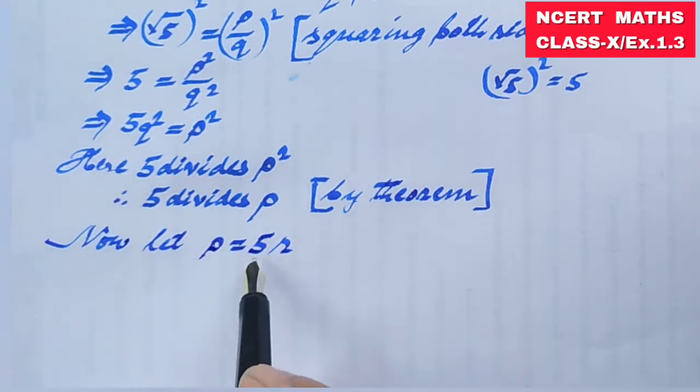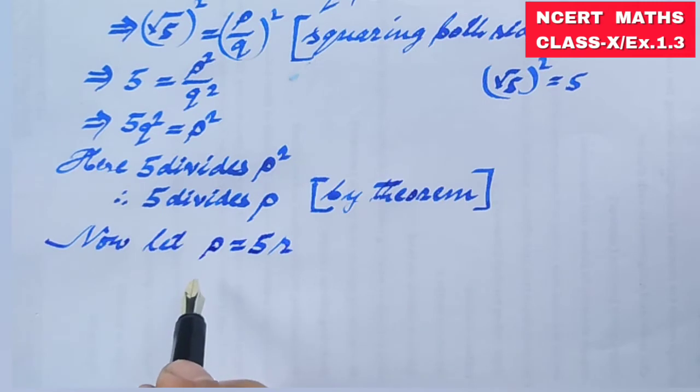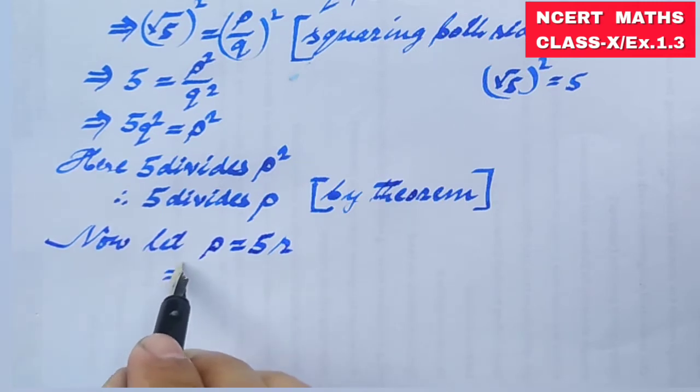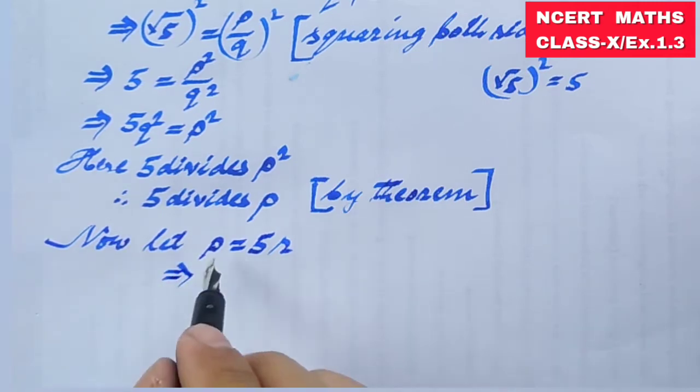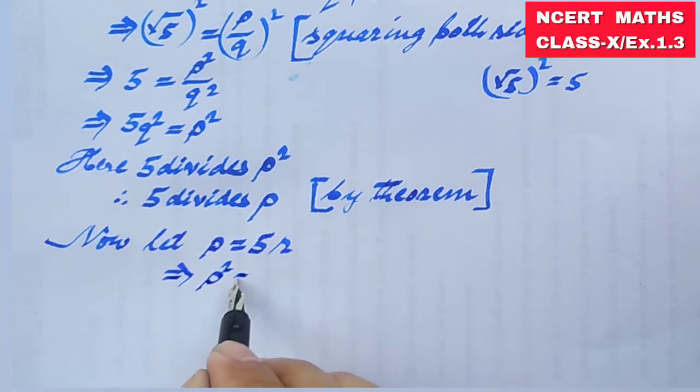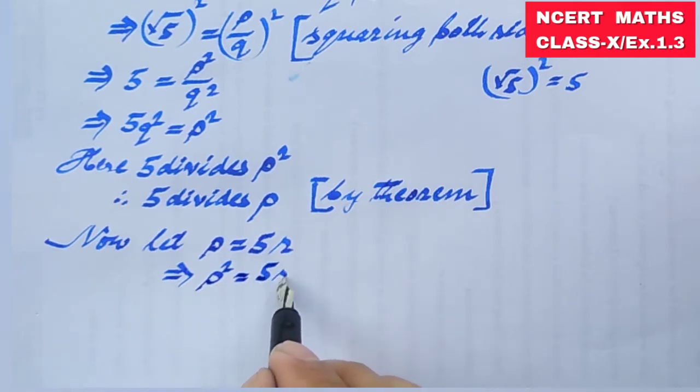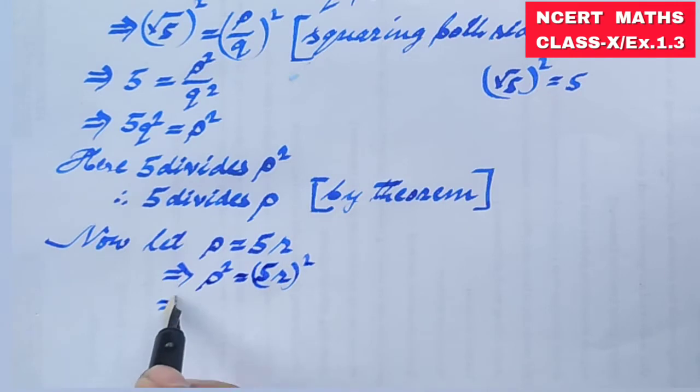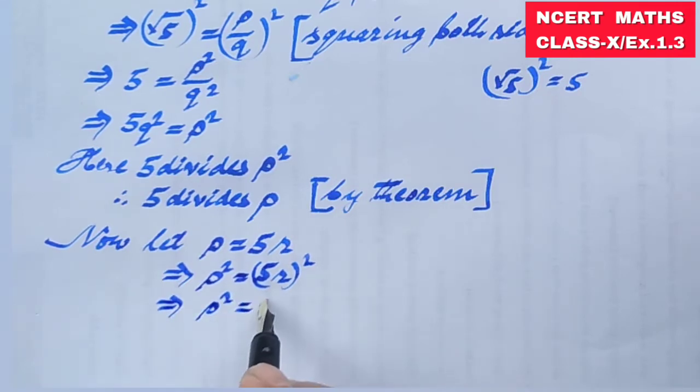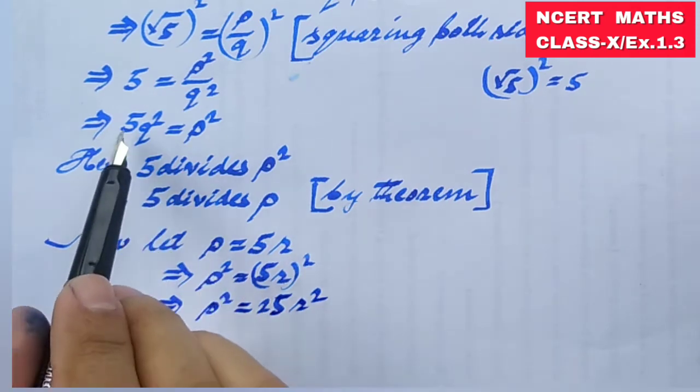Then let us square again like before. Let us square both sides. That is p square, squaring both sides, p square equal to 5r whole square. Now we get p square equal to 25r square. That is a simplification.